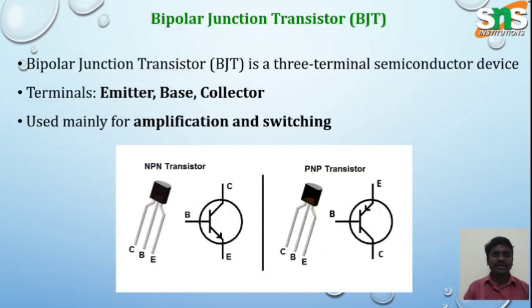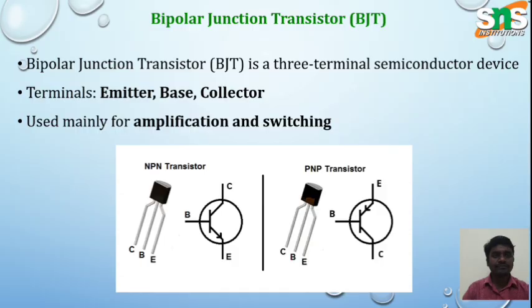A bipolar transistor, simply BJT, is a three-terminal semiconductor device. It has three terminals: the emitter, base, and collector. Simply, we can say CBE. It is mainly used for amplification and switching purposes. There are two types of transistors: one is the NPN transistor, another is the PNP transistor.